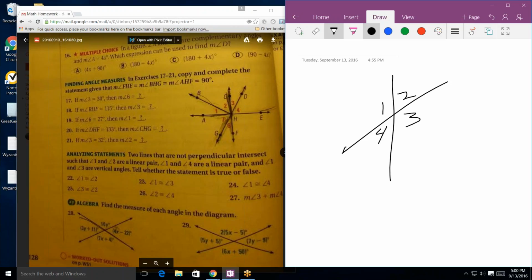Since we can also see that angles 3 and 2 are a linear pair, they can also not be congruent. Angles 2 and 4 are vertical angles, so they must be congruent. Okay. And what's 27? The measure of angle 3 plus the measure of angle 4 equals 180. Angle 3 and angle 4 are a linear pair, so that must be true. Okay, cool. You're right. We were able to do all 6 of those in 2 minutes.